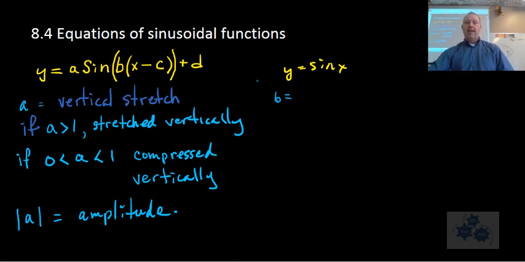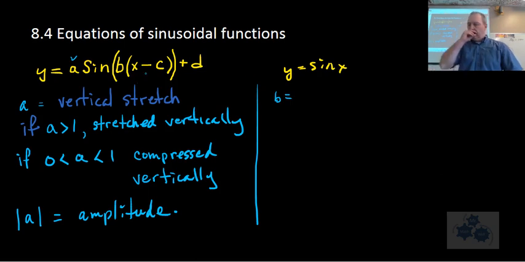Any questions about a? So that is a. We've got that kind of figured out. Now, b. B is a little complicated. I think b is probably the toughest one, actually, the toughest one to keep track of what this actually does to the graph.